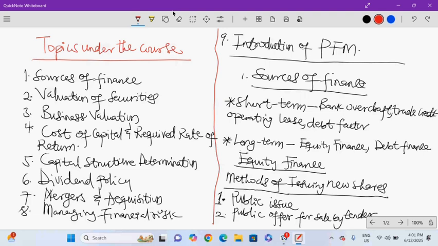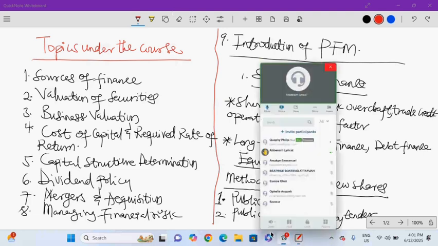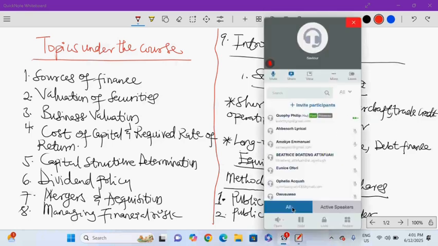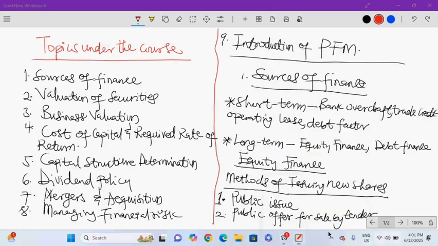So these are the methods of issuing shares. You can get this as a theory question. What are the methods of issuing shares? And these are the methods. Okay. Let's move on to the next method.